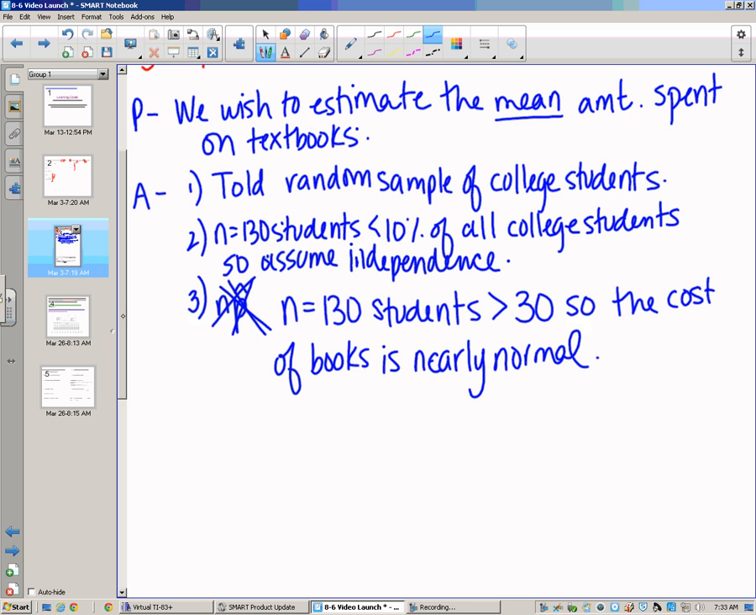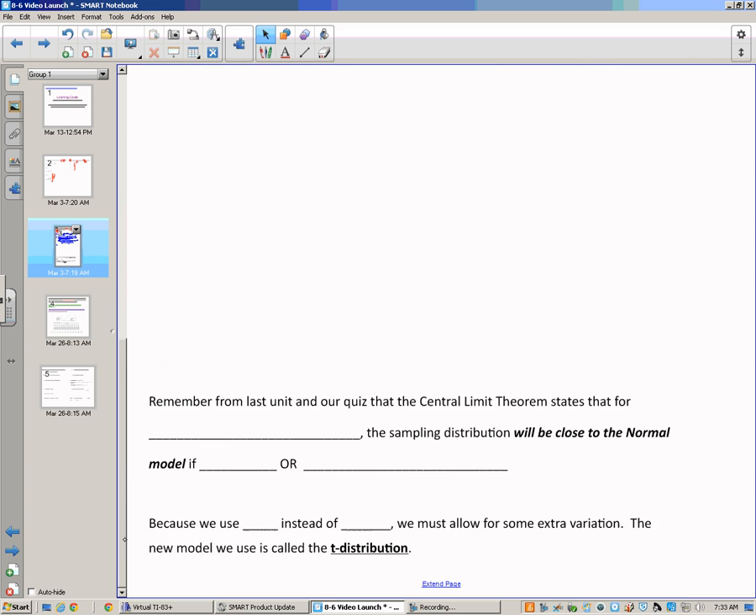So the next step of panic is to name the interval that we're going to do. So far, all you know is a 1 proportion z interval. Obviously, this is not a proportion, so we need to learn a little bit before we can create this new type of interval. So if you look at the bottom of your page, we will come back to this.